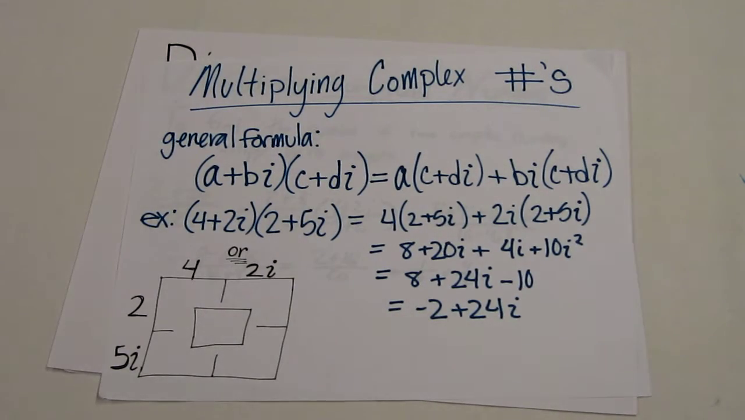Multiplying complex numbers. Basically, you have your general formula, a plus bi multiplied by c plus di. So using your first term, you basically just distribute both your a and b terms with the i. So right here, when multiplied, you get the final answer negative 2 plus 24i.